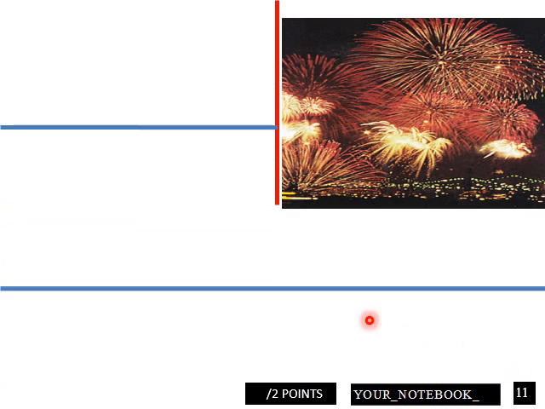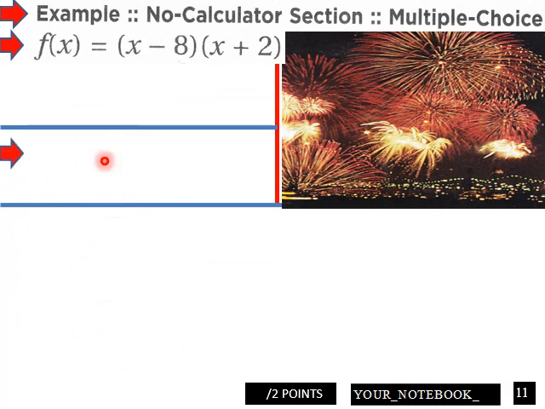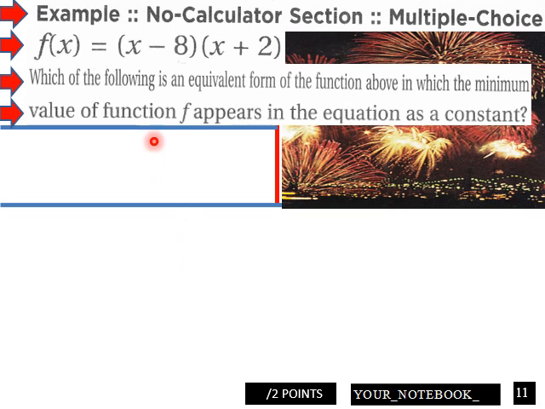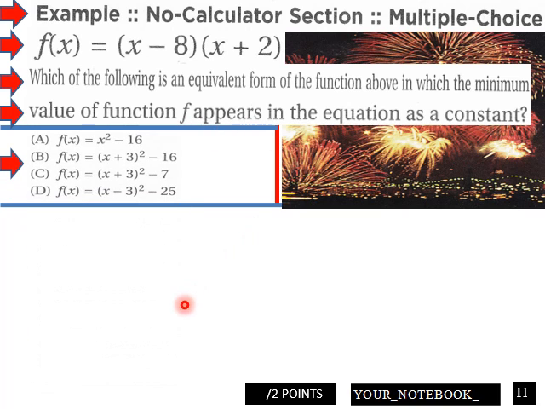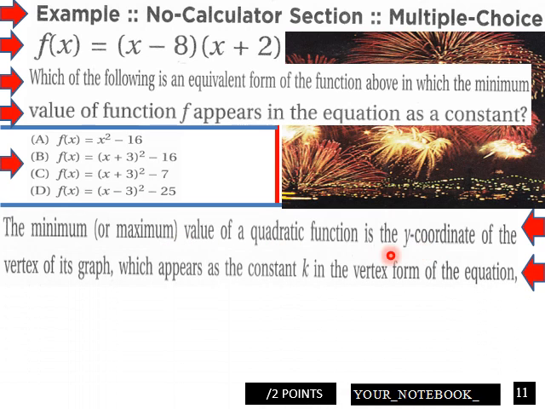Page 11 of our lesson. Example, no calc section. There's a function there. Which of the following is an equivalent form of the function above, in which the minimum value of f appears in the equation as a constant? So here are the possibilities. The min or max value of a quadratic is the y-coordinate of the vertex of the graph, which appears as a constant k in the vertex form of the equation.